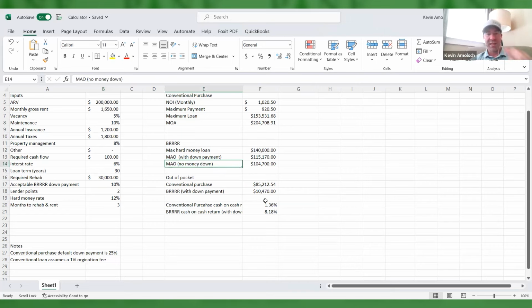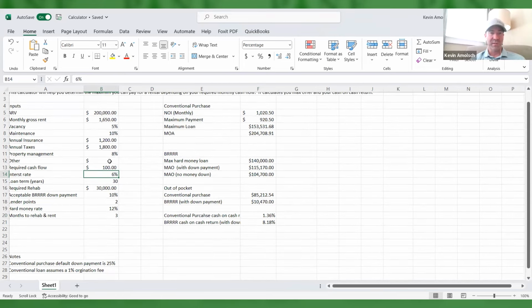Finally, the cash on cash return. So if you're going conventional and you get this property for 204 grand, your cash on cash is 1.3%, and the BRRRR strategy is 8.1. Those are the numbers, and I know these returns seem so low, but that's because we did the cash flow of only 100. So go back up to something where I would want to see more like 200, 250 bucks a month. You can see your return using a BRRRR goes up significantly.